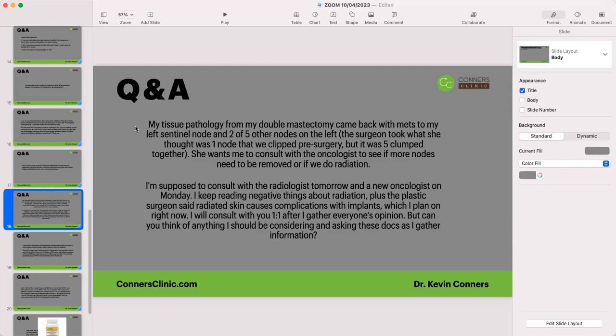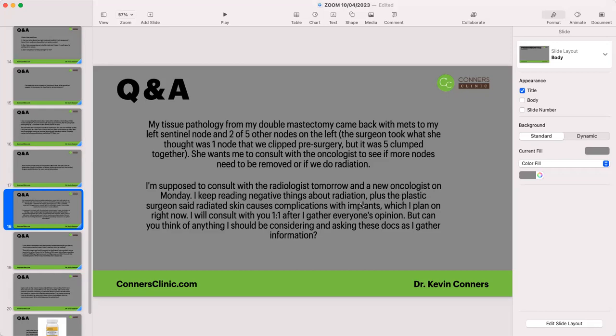We'll look at that. My tissue pathology from my double mastectomy came back with metastasis to my left sentinel node and 2 of 5 other nodes on the left. My surgeon took what she thought was one node we clipped pre-surgery, but it was clumped together. She wants me to consult with the oncologist, see if the nodes need to be removed or if we do radiation. I'm supposed to consult with the radiologist tomorrow and a new oncologist on Monday.